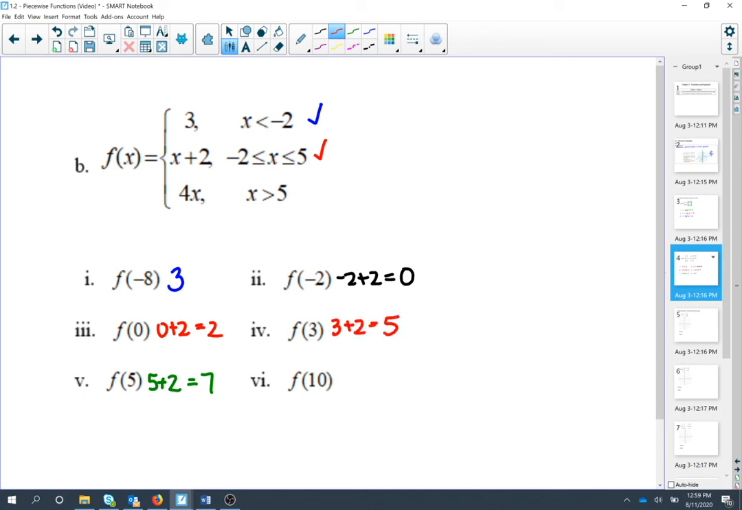And then f of 10. Where would f of 10 lie? So 10 is greater than 5, so we would substitute 10 into this function. So 4 times 10, and our function value is 40.